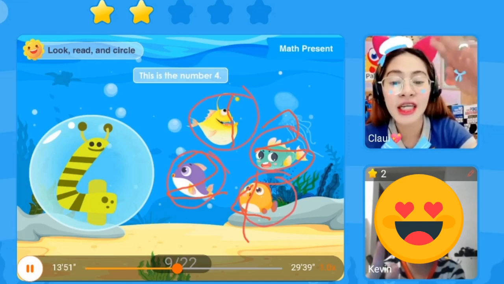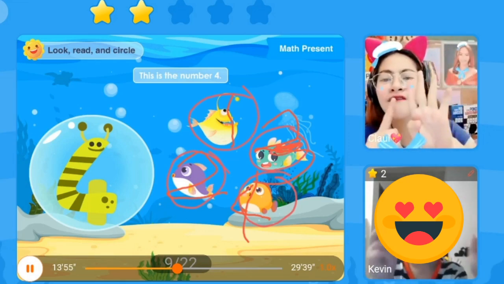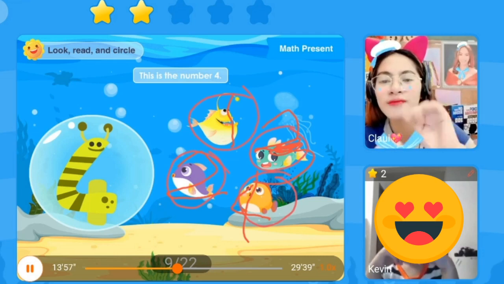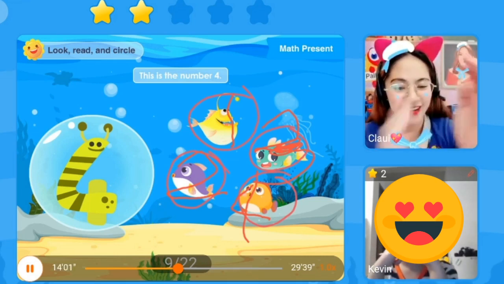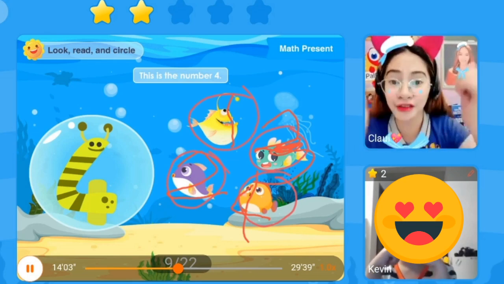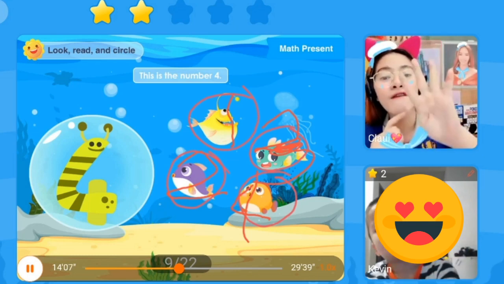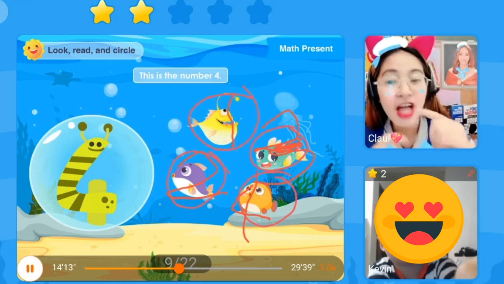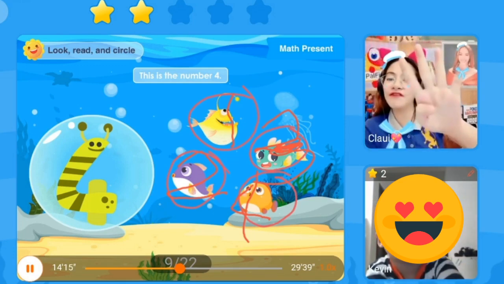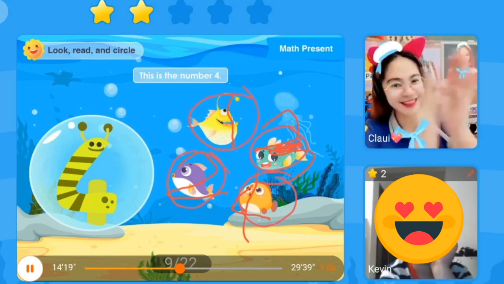I see four. Okay, now you say, I see four fish. I see four fish. Very good. So how many fish are there? You say, there are four fish. Four fish. One more time. There are four fish.